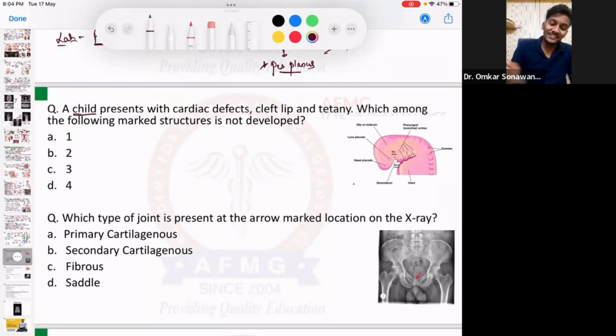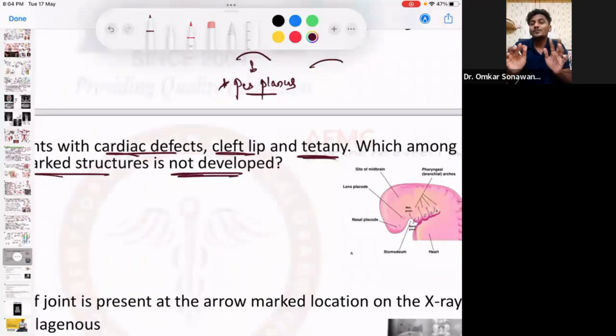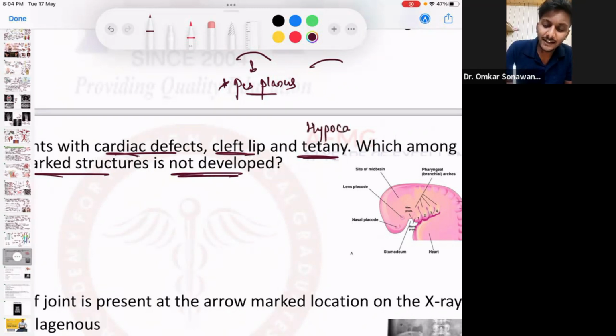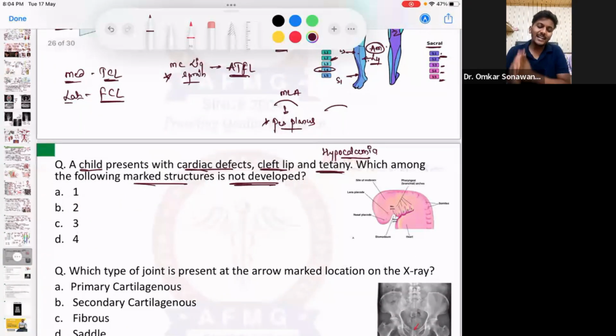A child presents with cardiac defects, cleft lip, tetany. Which among the following structures is not formed here? Tetany is due to hypocalcemia, ये तो पता है ना. So tell me, a child presents with cardiac defects. तुम्हारा recall question है. Child presents with cardiac defect, cleft lip and hypocalcemia.